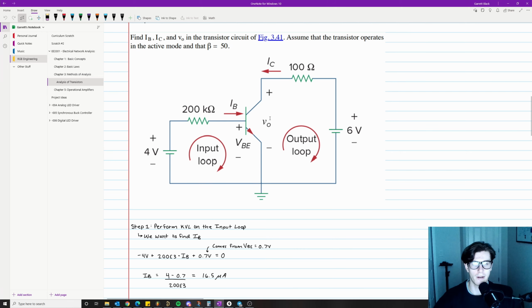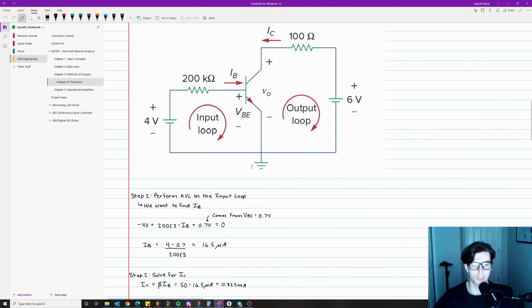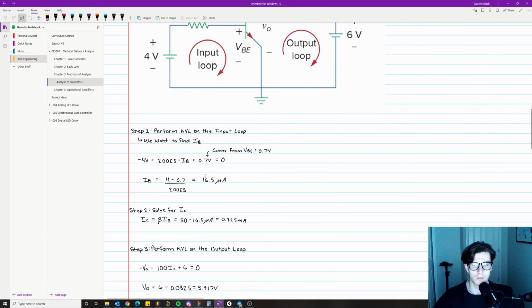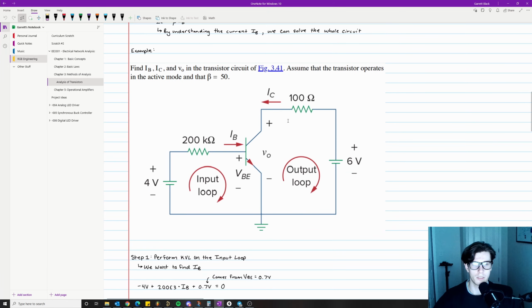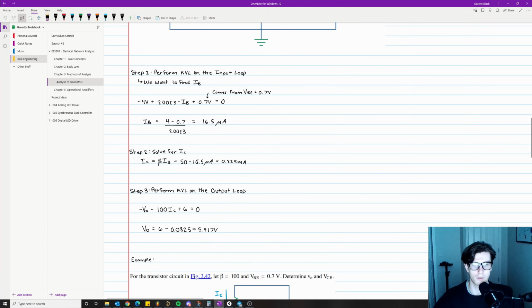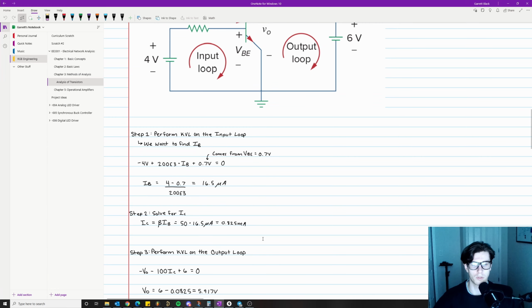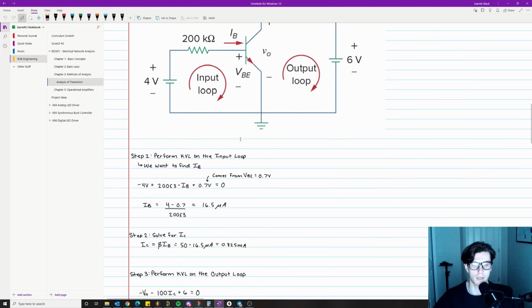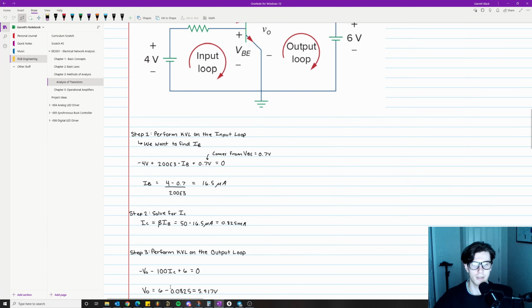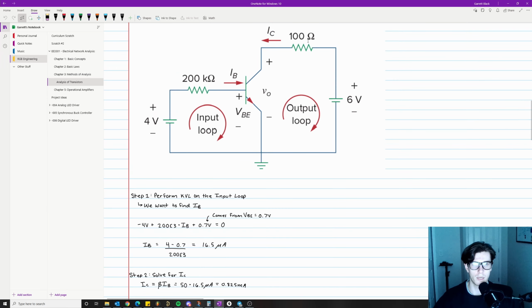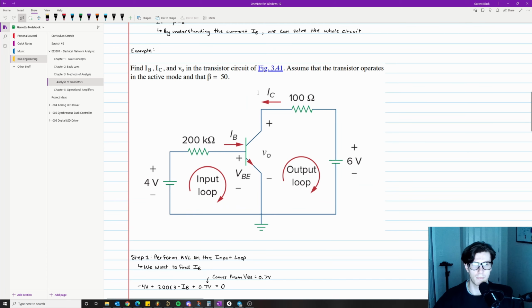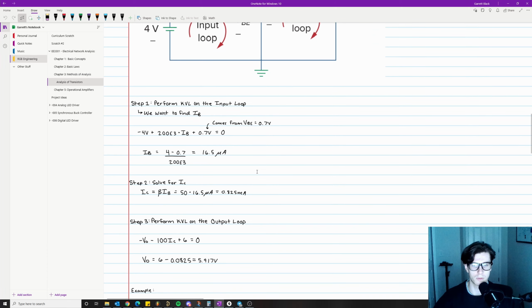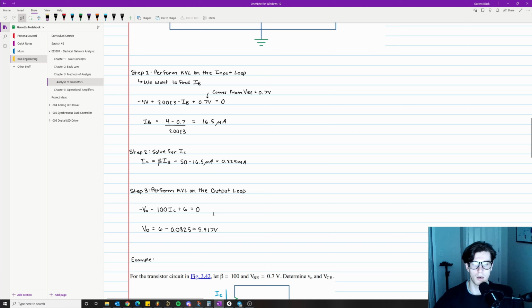Okay, so now we figured out IC after we calculated IB, and it's as straightforward as that every single time. We get IB, we automatically know IC. So the final step is we're trying to solve for V out. For that, we perform Kirchhoff's voltage law on the output loop, again assuming clockwise by convention. So we have negative V out minus 100 IC plus 6, right? So that's where that came from. So negative V out minus IC plus 6 volts equal to 0. That's Kirchhoff's voltage law on the output loop.